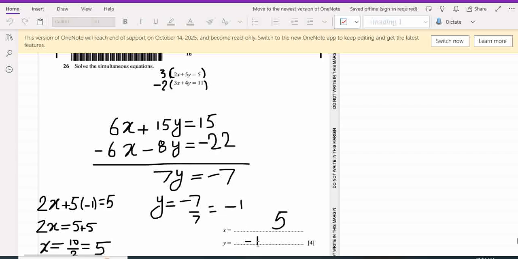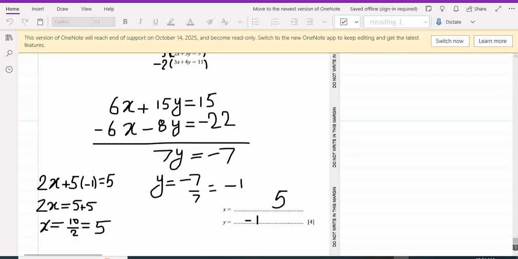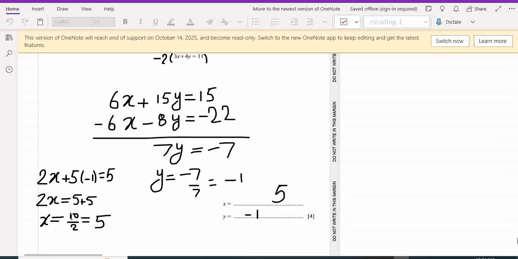In order to get x, put this value of y equal to minus 1 in any of the equations. Put it in the first equation, so 2x plus 5 into y, y is minus 1, so we get 5 into minus 1. Simplified, 2x minus 5 is equal to 5. If you shift minus 5 to the right hand side, it becomes plus 5. You get 2x is equal to 5 plus 5. 5 plus 5 is 10. In order to find x, divide by 2, so 2x over 2 is x, and 10 over 2 is 5, so x is equal to 5.